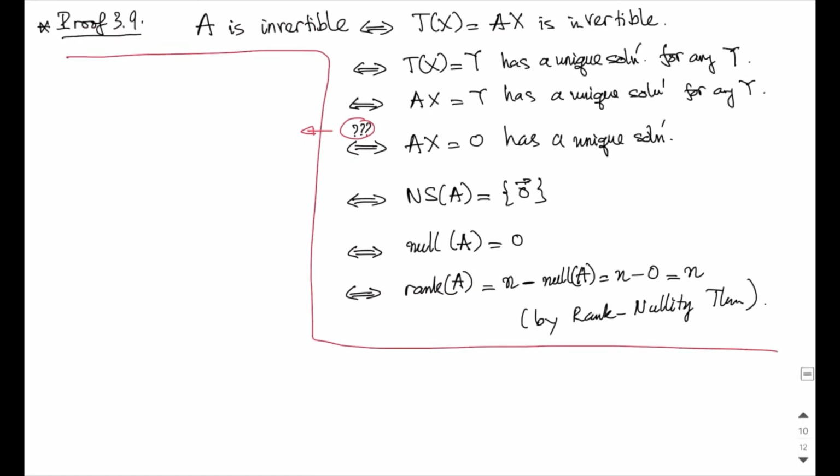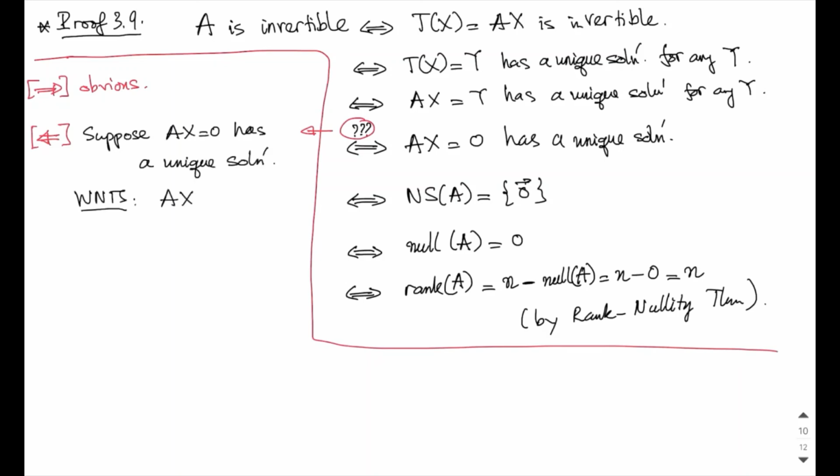All right, as I said, this direction is obvious because we just apply y equals to 0. However, how can we go back? That's surprising, right? We need only to know one equation and we can say something about all other equations. Suppose Ax equals to 0 has a unique solution. We need to show Ax equals y also has a unique solution for any y, right?